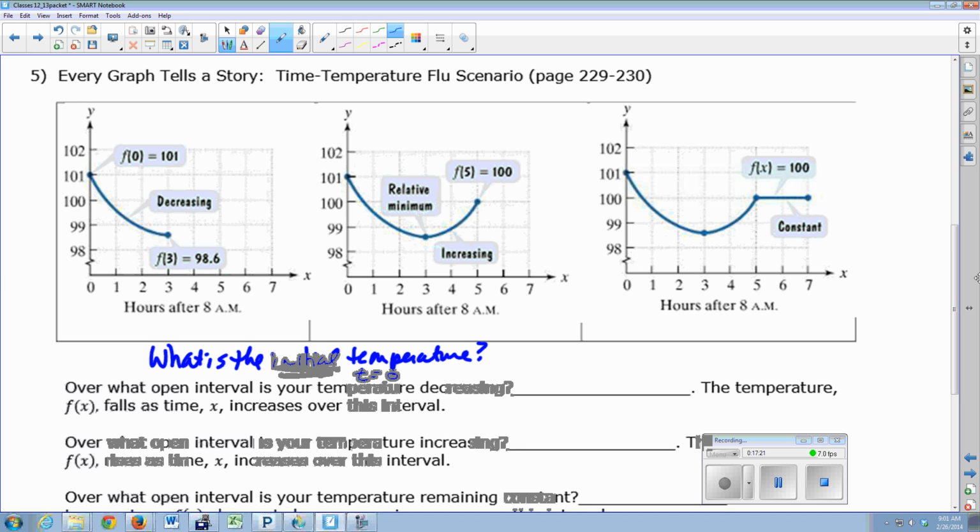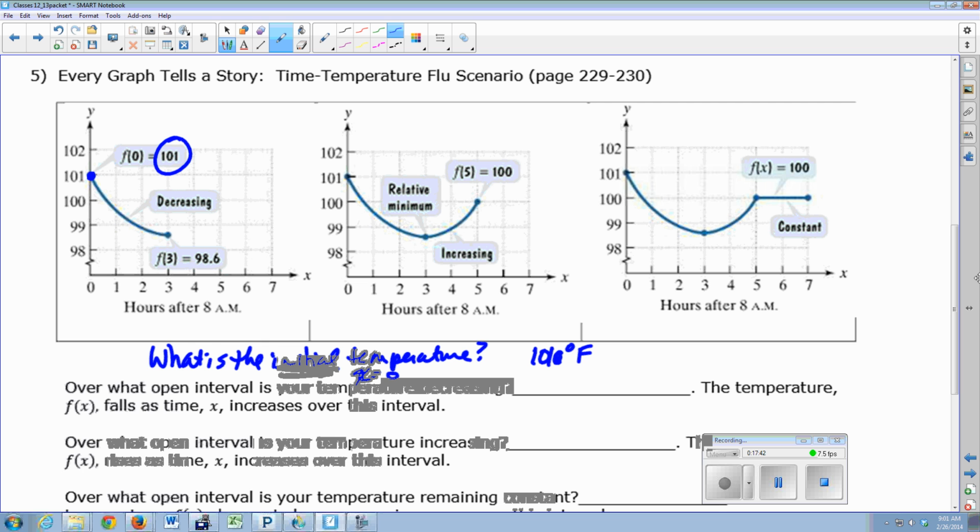So you go to 0. Now notice, what would this x-axis be? Well, it's actually x equals 0 here, because it's x and y instead of t and f of t. So you go to 0 and you come up here and you see f of 0 is defined to be 101. So the initial temperature is 101 degrees Fahrenheit.